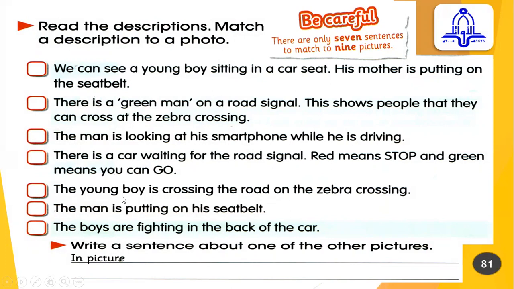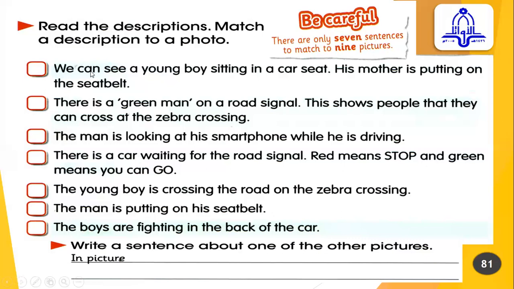But just note, we have 7 descriptions. The 7 descriptions, meaning 7 sentences, while I have 9 photos on the poster. Then we should write the description for 2 pictures, we will complete the description of two additional pictures from the poster. Then he said here, be careful. There are only 7 sentences. As you see here, we have 7 descriptions or 7 sentences to match to 9 pictures. Then we should complete the other 2 sentences.